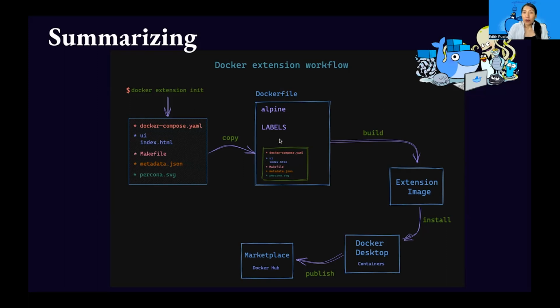We are going to build this Docker file, and we create the extension image. After that, we installed this extension in Docker Desktop. It's where the containers were created and also the volumes. After that, you are ready to publish it in the marketplace or Docker Hub. But this cycle doesn't finish here. You have to update what you have in Docker Hub because you can have some bugs or you can add more features to your application. So you need to do the cycle again and again.